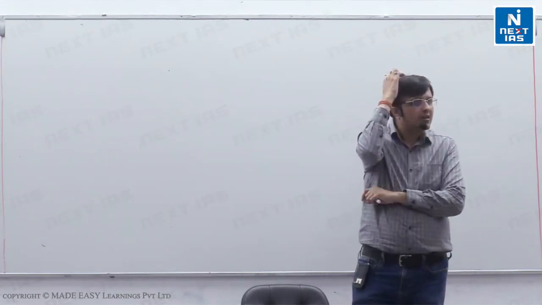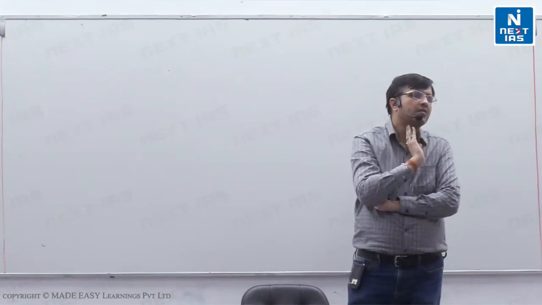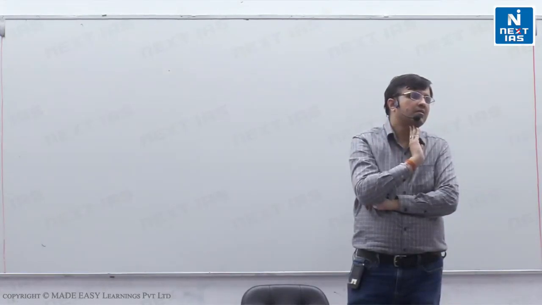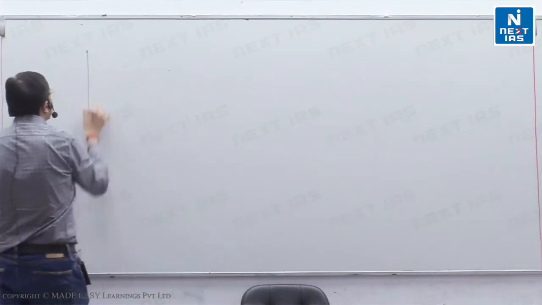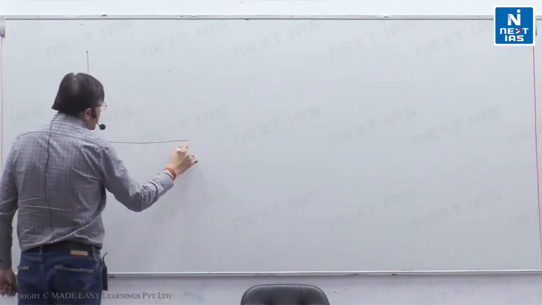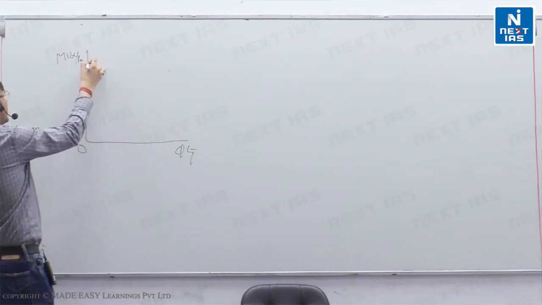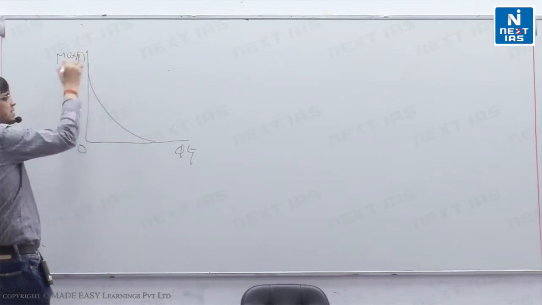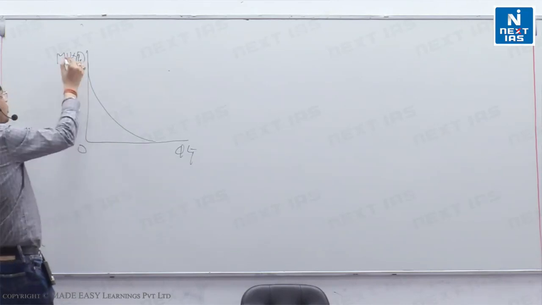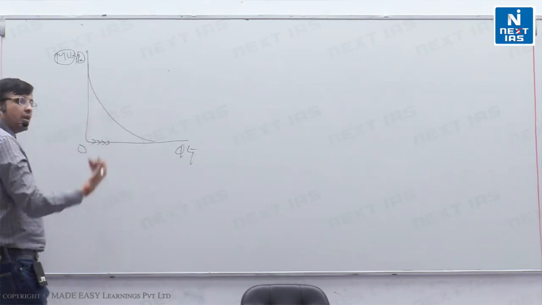You had a question. Okay, I'll tell you what the steepness would imply. Think. Suppose you take quantity here. Suppose you take MUx by Px here. And suppose this is falling steeply like this. Now remember, this Px is constant. That means the steep fall is only because with every increase in quantity, your MU falls very quickly.